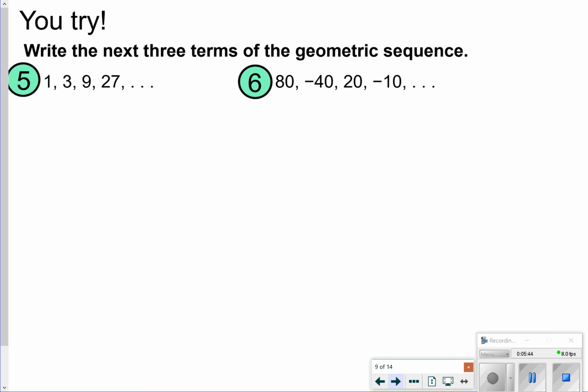So here are two that you're going to try. Write the next three terms of the geometric sequence. Let's go ahead and pause the video here so you can try 5 and 6, and then once you're done, click play to check your work.